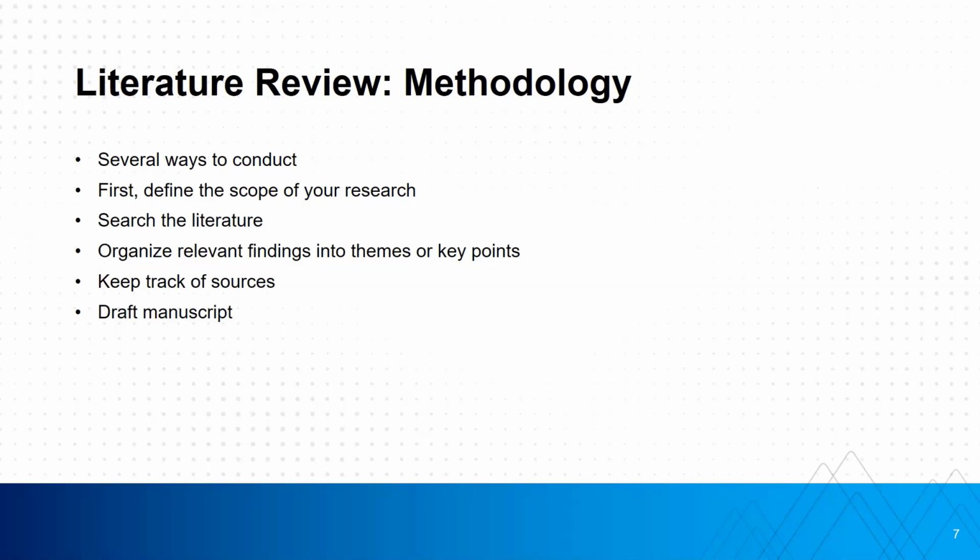But once you have done that, you then want to organize your relevant findings in a way that makes sense to you. So perhaps into themes or key points. Once again, this type of review is very flexible. You do always want to make sure that you keep track of your sources, however, because you can be going back and forth a lot. So if you do not have a reference manager, such as EndNote or Zotero or Mendeley, I recommend getting one of those, particularly for something like a literature review, which can have a lot of citations. It will make your life easier in the end.